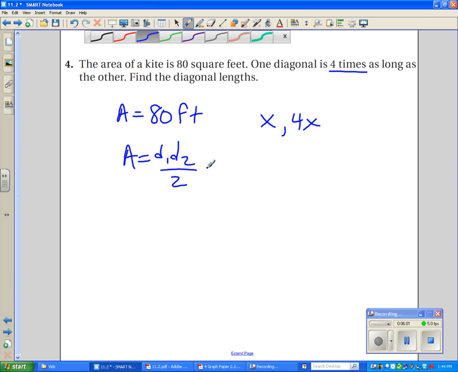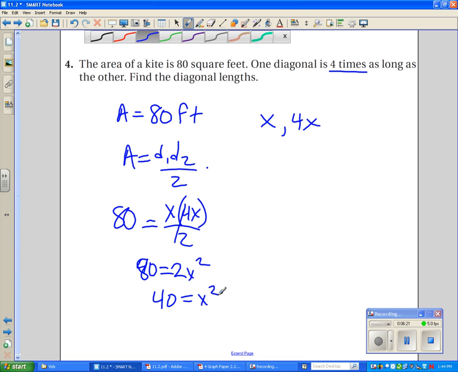So let's set up our equation. We have x times 4x divided by 2, and this is equal to 80 square feet. So notice the 4 divided by the 2 becomes 2, and x times x is x squared. Oops, working ahead in my head. Shouldn't just yet. 80 divided by 2 is 40. 40 is equal to x squared.